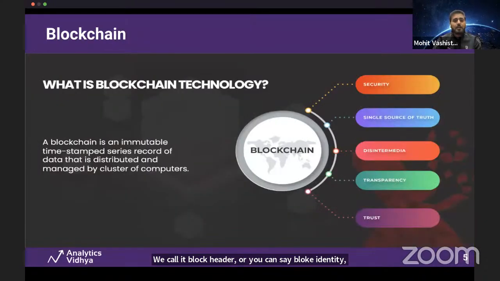So, to summarize, blockchain is simply an immutable, timestamped, series record of data that is distributed and managed by a cluster of computers. So now let's break it down first. The word immutable comes from the idea that you cannot change the data on a blockchain. If you have put something on paper, it's like you have written something, and now you can't change it, right?